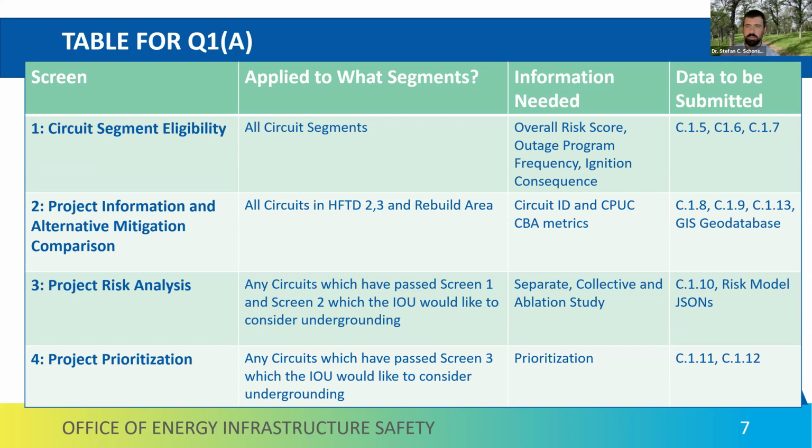Lastly, the screen 4 project prioritization only gets applied to projects which have passed through the first 3 screens, and the IOU would like to consider, or would like to continue considering. The information here deals with the prioritization. We've left a lot of room for the IOUs to define their prioritization scheme, but the relevant data needing to be submitted comes in there through C111 and C112.